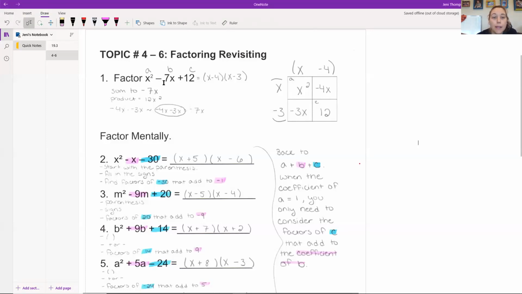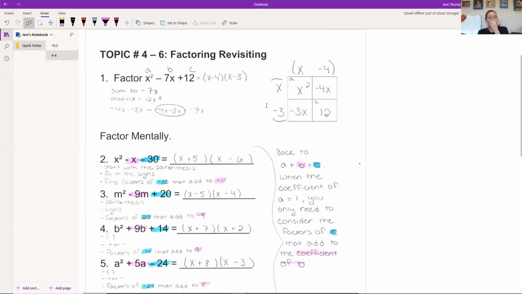Factor x squared minus 7x plus 12. Remember A, B, and C. So we find factors that sum to our B, which is negative 7x, and a product of A times C, x squared times 12, 12x squared. So we get negative 4x, negative 3x. We put those in our boxes, bing, bang, boom.